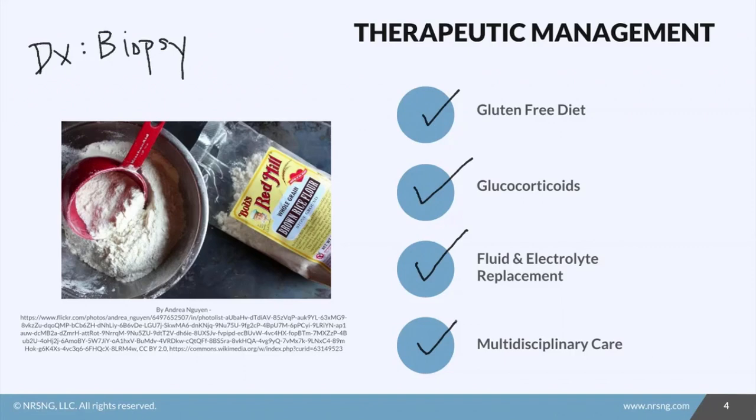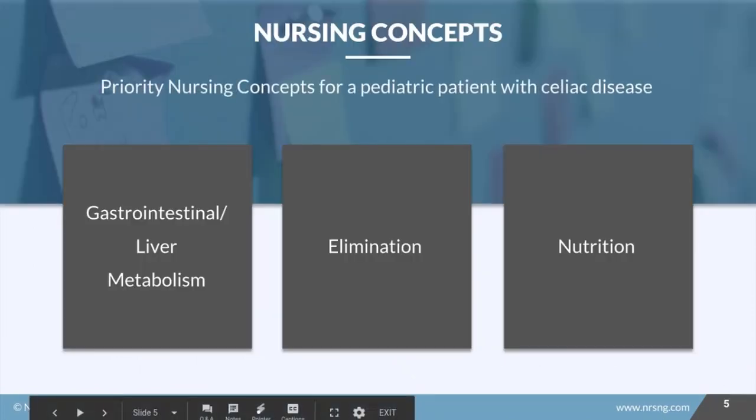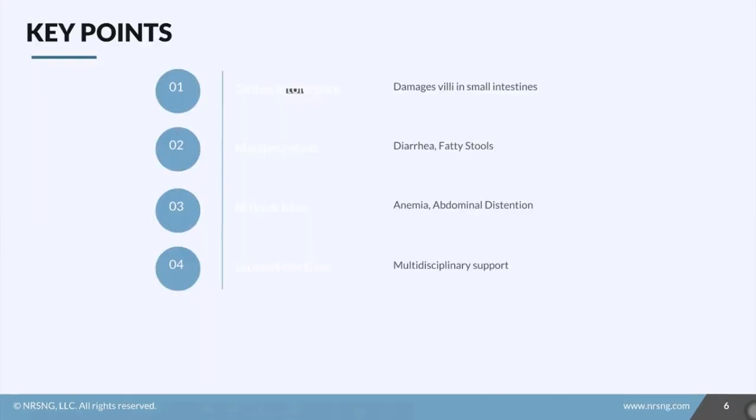One thing we can do to really help is make sure that they're getting support from a lot of different healthcare providers. An example would be to make sure they are being referred to a dietitian, who is going to be great for giving them knowledge and support to help them make all of these dietary adjustments. Your priority nursing concepts for a pediatric patient with celiac disease are gastrointestinal and liver metabolism, elimination, and nutrition.